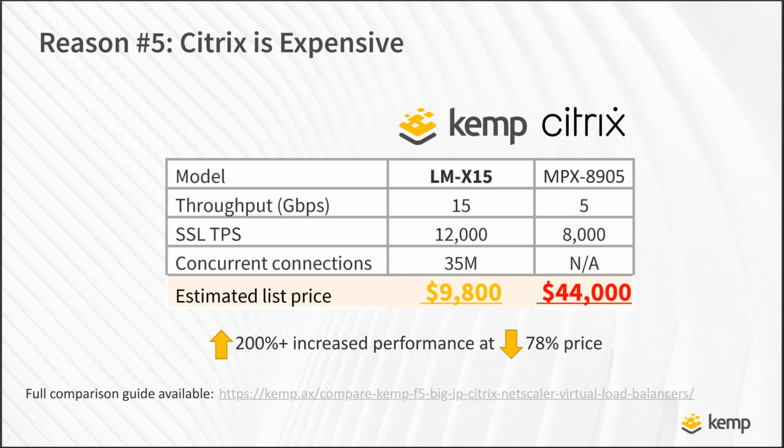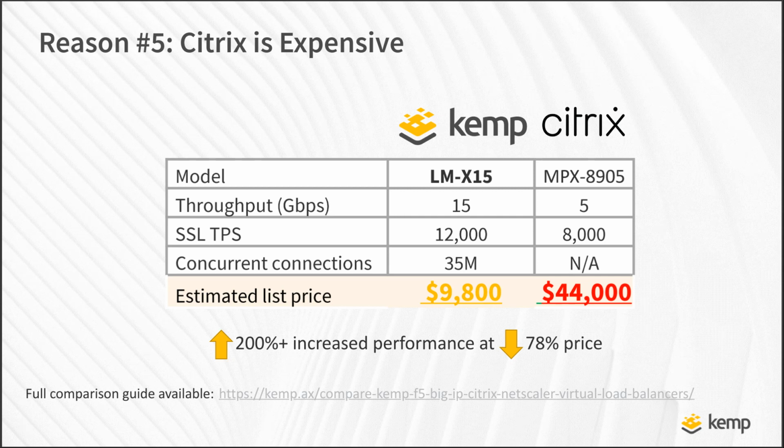And reason number 5, Citrix is expensive. Here I'm doing a comparison. Here I have the Kemp LMX15 product, a hardware model, throughput 15 gigs, SSL transactions per second, or TLS, if I'm using the current terminology, around 12,000 per second. Concurrent connections, 35 million concurrent connections.